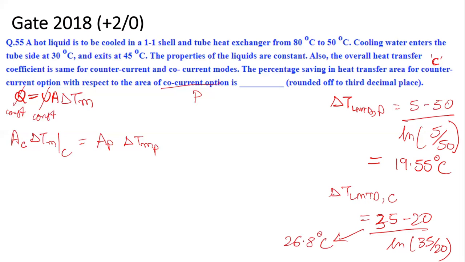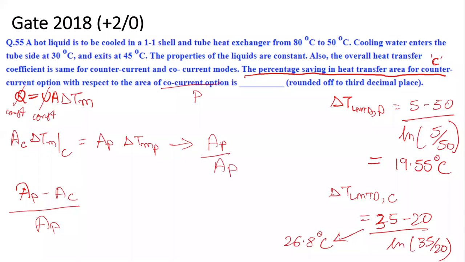The next thing that has been asked in the problem is percentage saving in heat transfer area for counter current option with respect to parallel option. So they have asked you area of parallel minus area of counter divided by area of parallel. How much saving has happened in comparison to parallel, this is what they have asked you, and what you know from this is the ratio of A P by A C, or rather I can say A C by A P.